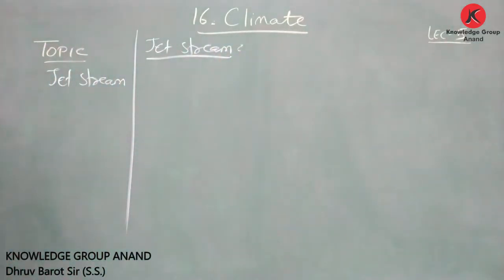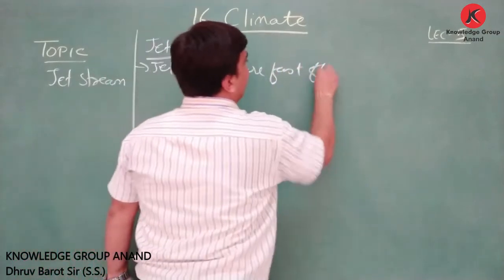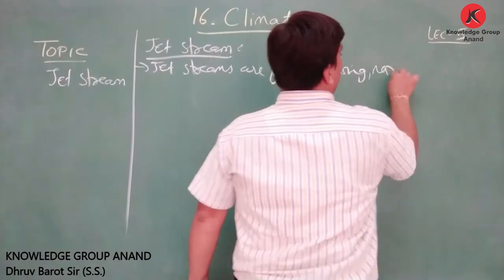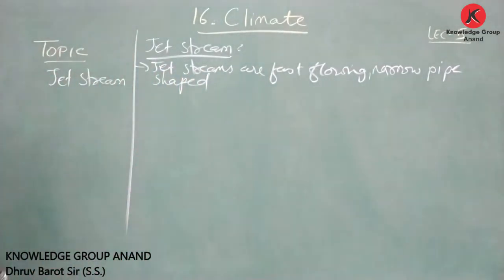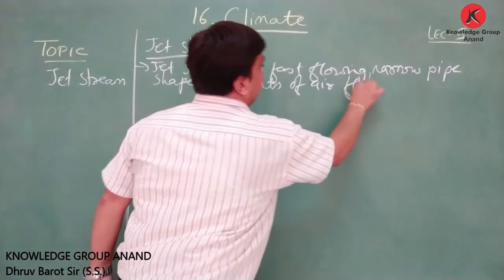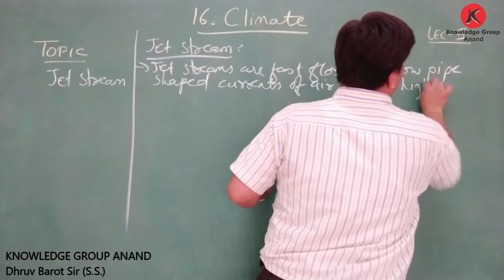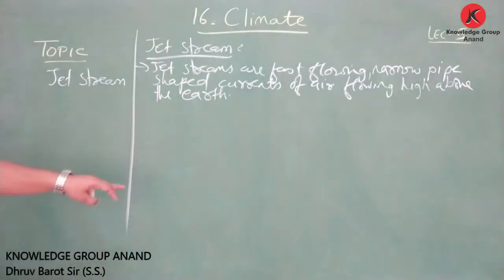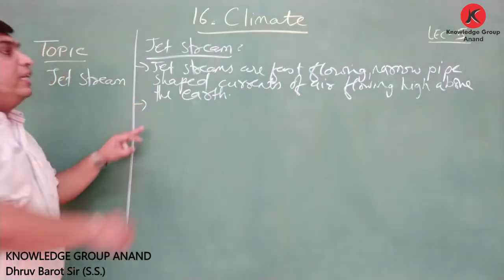Friends, when we talk about jet streams, it is said that jet streams are fast flowing, narrow, pipe shaped currents of air flowing high above the earth. What is a jet stream? It is a fast flowing narrow pipe shaped current of air that is flowing high above the earth, and that is known as a jet stream.